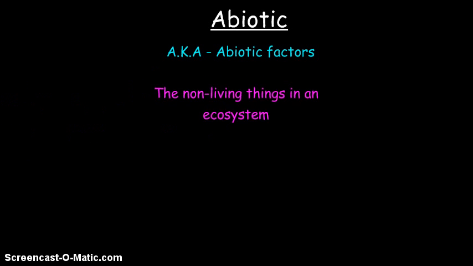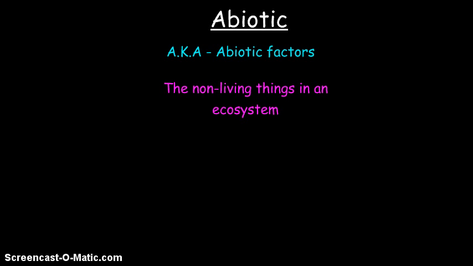So how about abiotic then? If you see the word bio in there, that's living, a must be not. So these abiotic factors, as they're better known, are the non-living things in an ecosystem. Okay, so we might say, what are some examples of abiotic factors in an ecosystem?